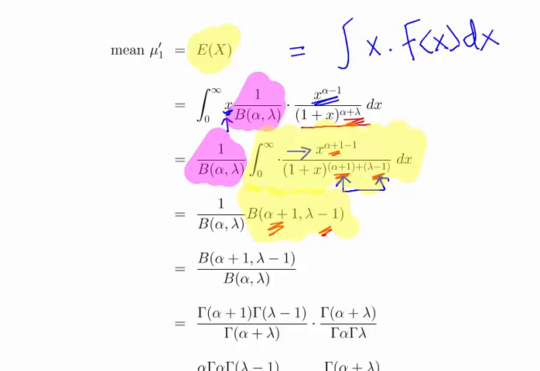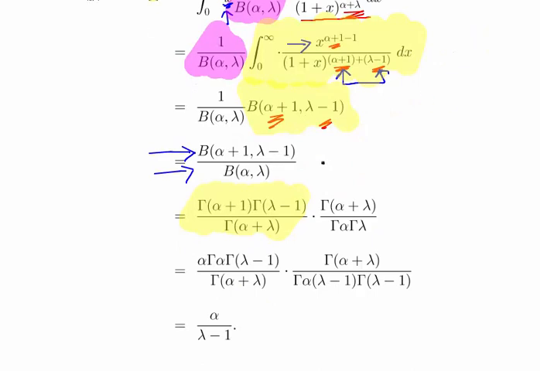That just reverts to a fraction of two beta functions: the beta function of alpha plus 1, lambda minus 1, divided by the beta function of alpha and lambda. So I'm going to express the numerator in terms of gamma functions, and for the denominator I'm just going to invert it. This is the inversion of the beta function of alpha and lambda. So that's the key part of it there.